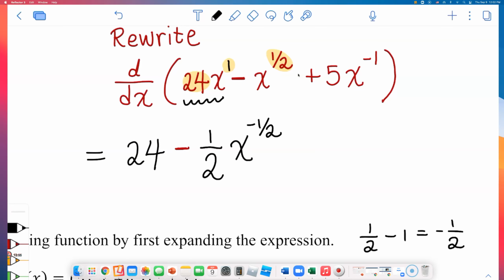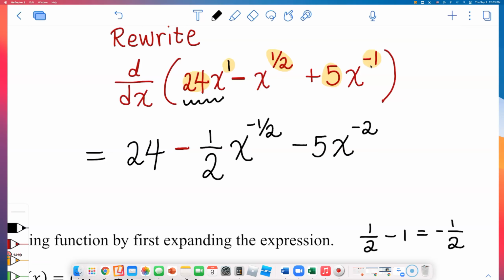And then let's go to the next term. Use the power rule. I do -1 times +5. Oh, look, the sign of the coefficient will change. Because I'm doing positive number times a negative number, I will need to write down -5. And x will have a new exponent that is 1 less than -1. -1 minus 1 is -2. So that is the derivative, okay?